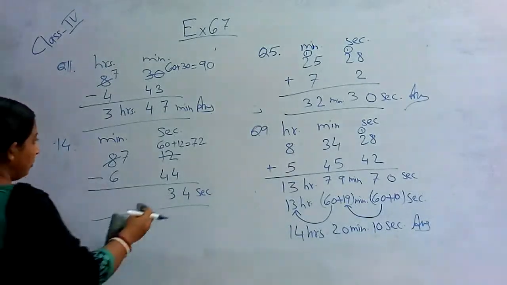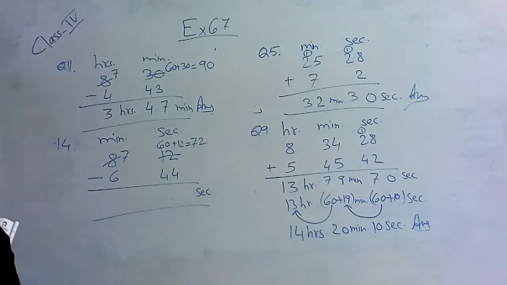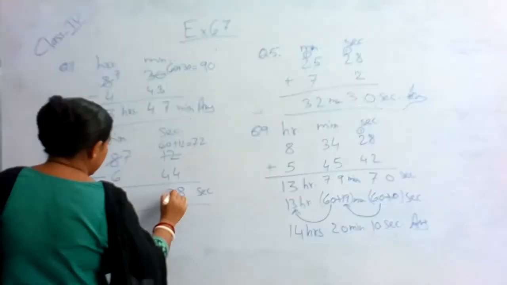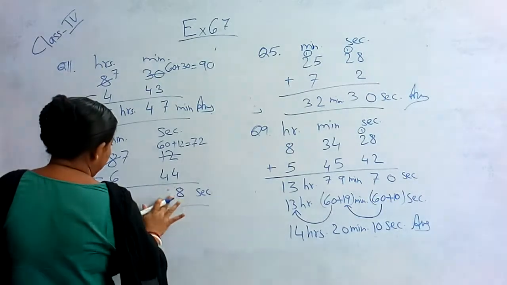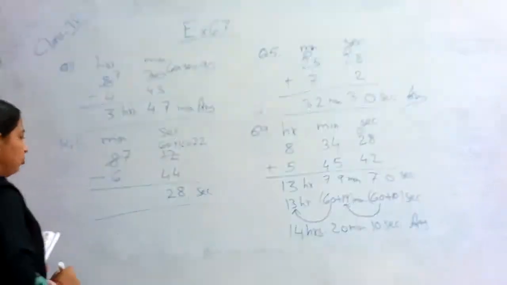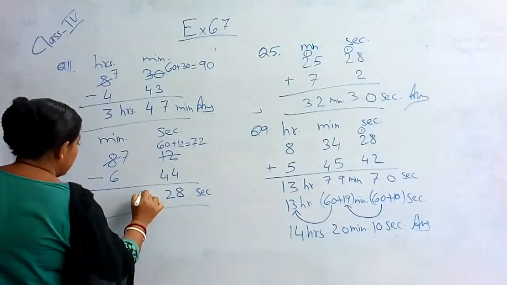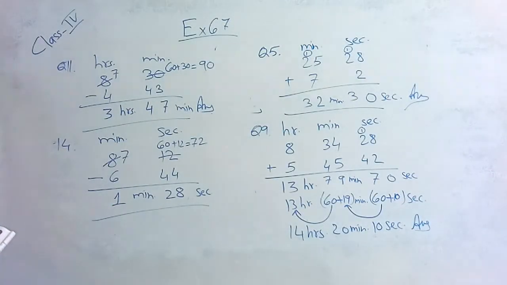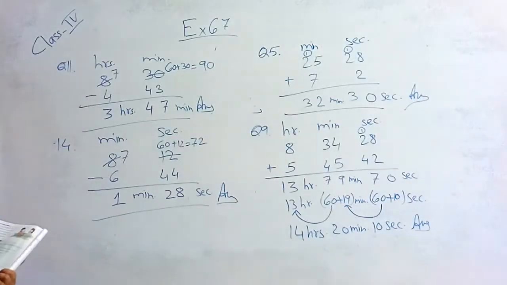Sorry, this will not be 34. 12 and this is 4, so it will be 8. 4 plus 1, 5, 6, 7. 5, 6, 7, 2, 28. Yes, it is 28, and for minutes it will be 1. That means 1 minute and 28 seconds. So this is the answer for number 14.